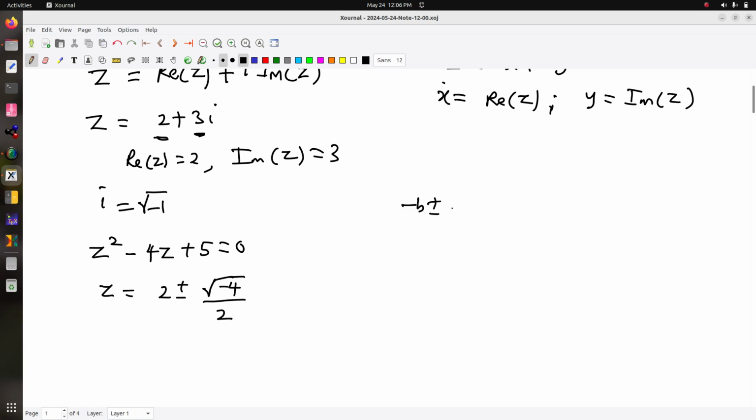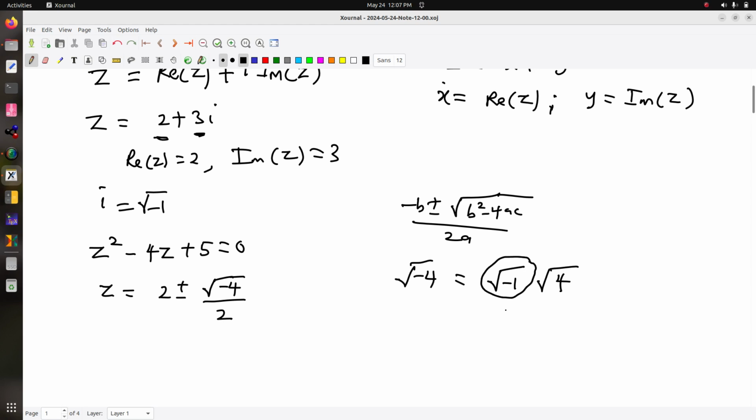You have minus b plus or minus square root of b squared minus 4ac, everything divided by 2a. In this case, a is 1, b is minus 4, and c is 5. Now you have this square root of minus 4, which is not 2. It can be written as square root of minus 1 multiplied by square root of 4. The square root of minus 1 is the complex part, denoted as i. Square root of 4 is 2, so we can write this as 2i, where i is square root of minus 1.